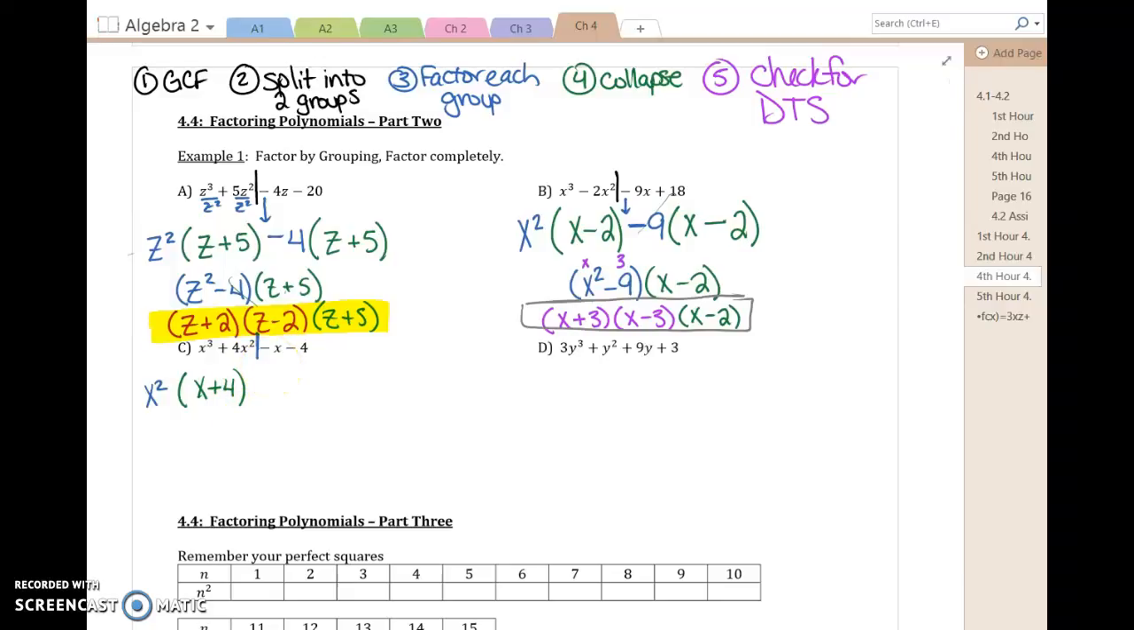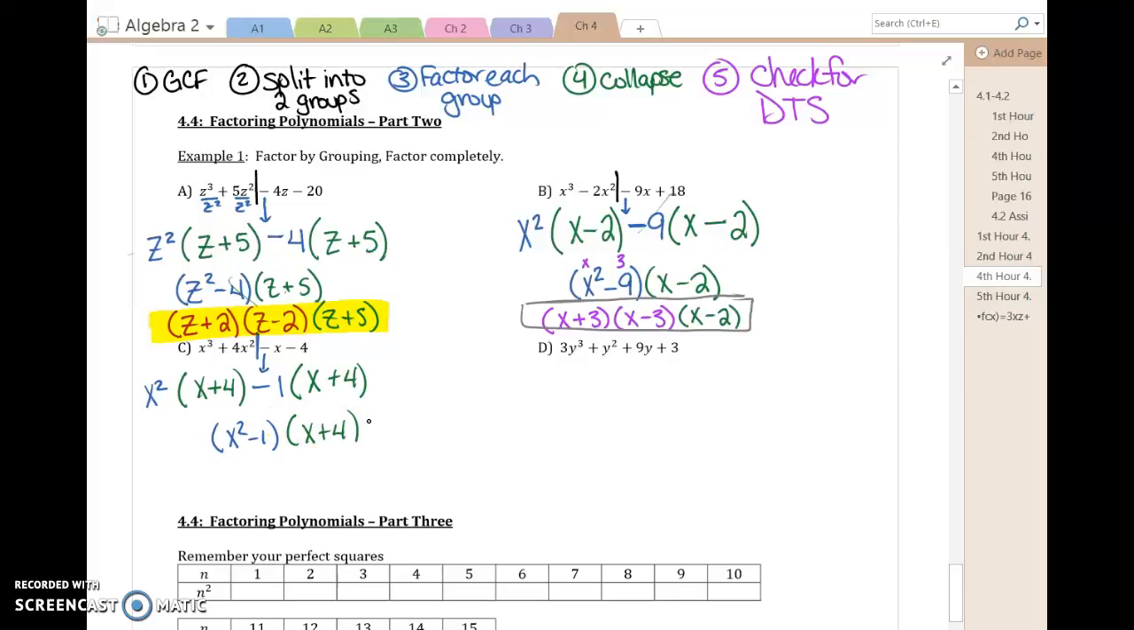Okay, this is kind of weird. What do negative x and negative 4 have in common? Negative 1. If it seems like they have nothing in common, they always have at least 1 in common. And if you drop that symbol down, it helps you to see that they have negative 1 in common. When you factor that out, negative x divided by negative 1 is x. Negative 4 divided by negative 1 is positive 4. So our factored form is x squared minus 1 times x plus 4.